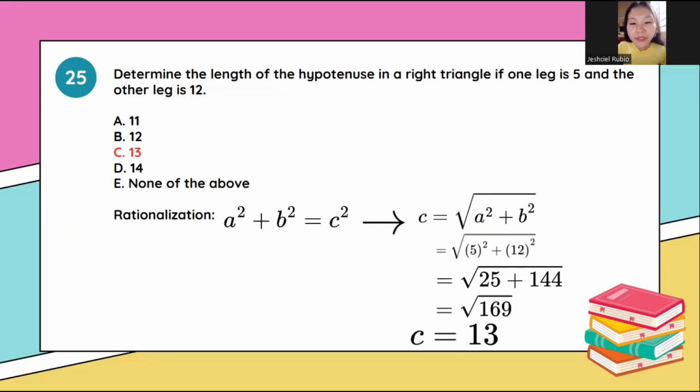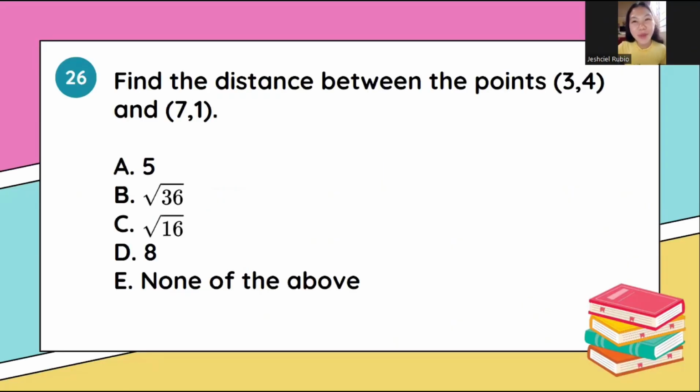Apply it. So we have here a is equal to 5 and b is equal to 12. So the square root of 5 squared plus 12 squared. 5 squared is equal to 25, plus 12 squared is equal to 144. So we have here the square root of 25 plus 144. 25 plus 144 is equal to 169. So what is the square root of 169? It's equivalent to 13. So that's why our correct answer is 13. So let's proceed to number 26.